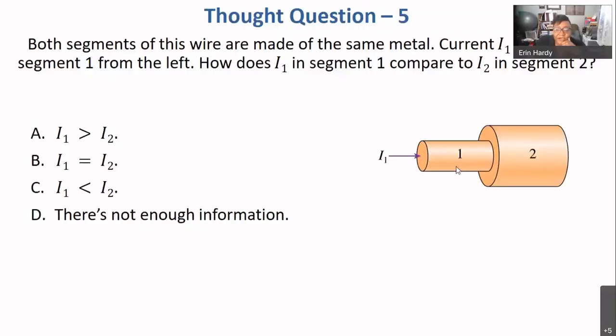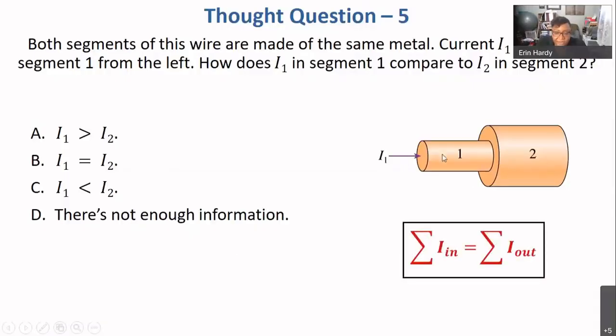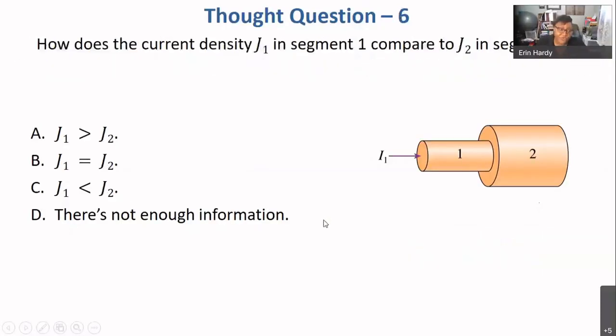So if we know that the current heading into wire 1 is I sub 1, we can make a judgment about the current going into wire segment 2. And again, the first thing that we can eliminate here is there's not enough information. What we would want to apply is the law of conservation of current. So if I1 amps go into wire segment 1, they also have to go into wire segment 2. There's no opportunity for charges to go anywhere but wire segment 2.